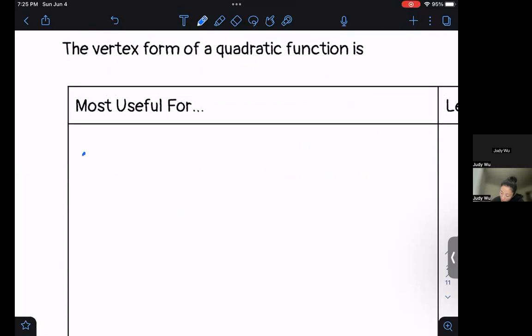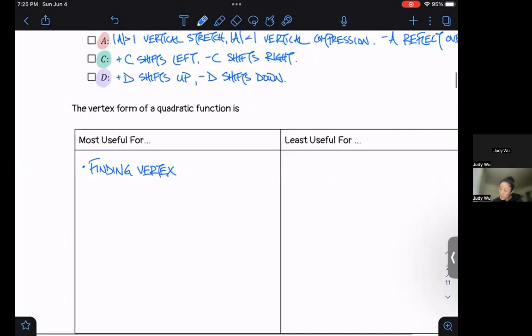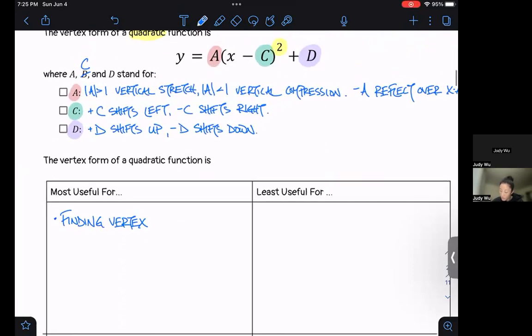And in particular, it's useful for finding the vertex. And I would say that it's least useful for finding x-intercepts. That's going to be hard for us to find the x-intercept. Not impossible, it's just going to require us to do a little bit more work.